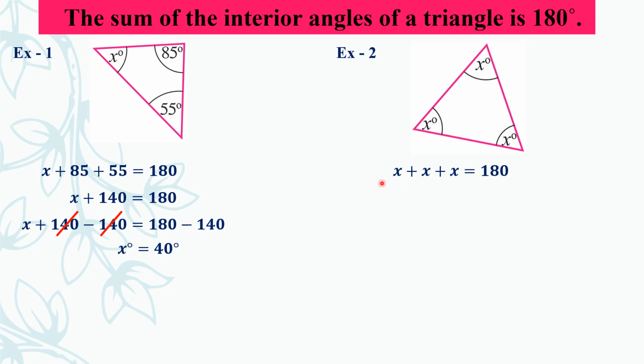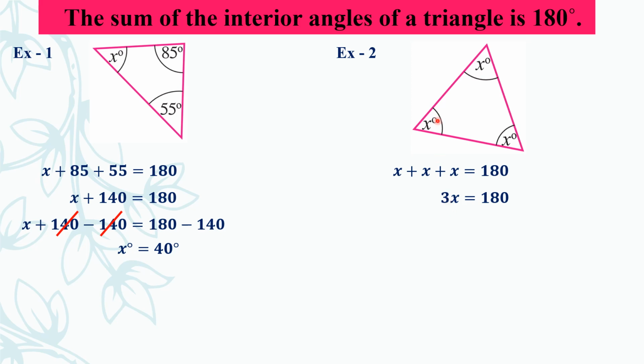And now we can simplify this. x plus x plus x: we can see x, x, x, they are like terms. So x plus x plus x will be 3x, no? Then 3x equals 180. Now we simplify this equation up to this one.